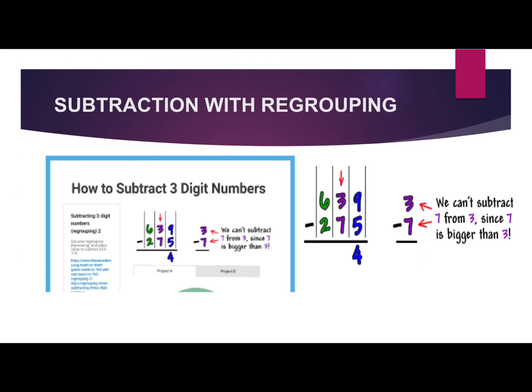So 9 minus 5 is equal to 4. And 3 is smaller than 7. So we have to take 1 from 6. So 13 minus 7 is 6. And as you have taken 1 from 6, it becomes 5. So 5 minus 2 is 3. So 364 is your answer.